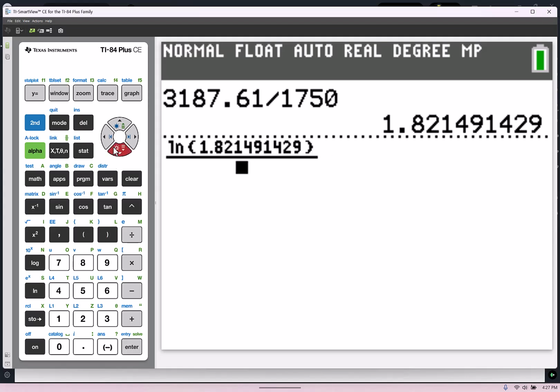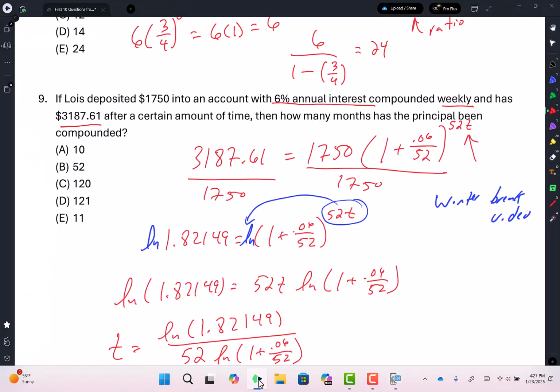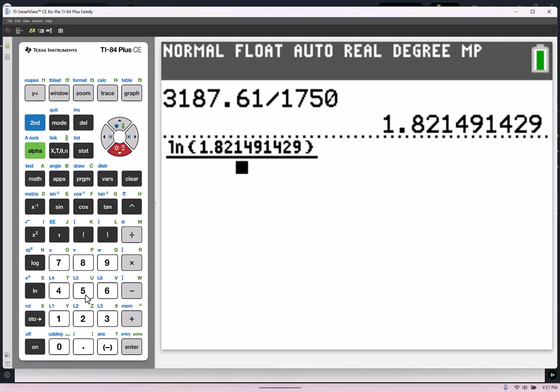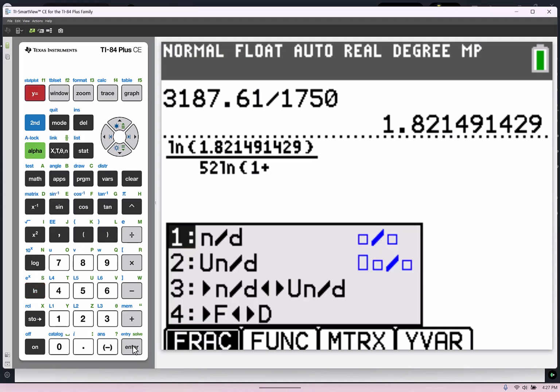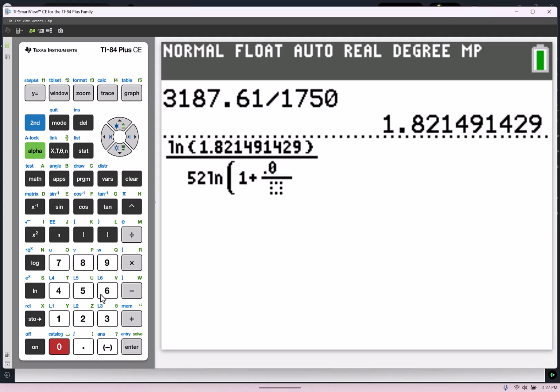And on the bottom, I'm going to type 52 ln, and I already forgot 1 plus alpha y equals enter was 6%, right? So 0.06 over 52. Okay, before I push enter, guys, remember that the answer I'm going to get is in what? No, it's going to be a decimal, but the time, this is my time. It's in years, so it's not going to be months.